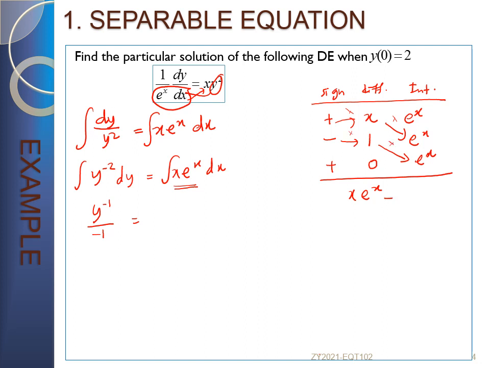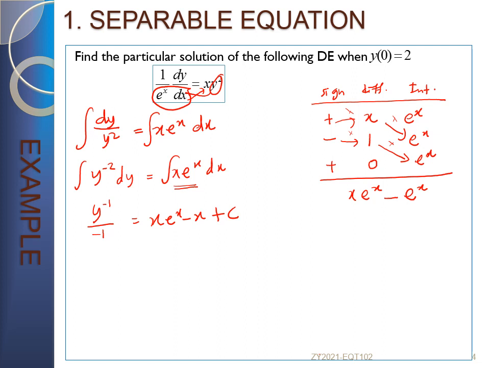Okay, so minus e to the x. So that's it. x e^x minus e^x plus c. So that's the answer when you integrate them. So now we want to write it in terms of y.